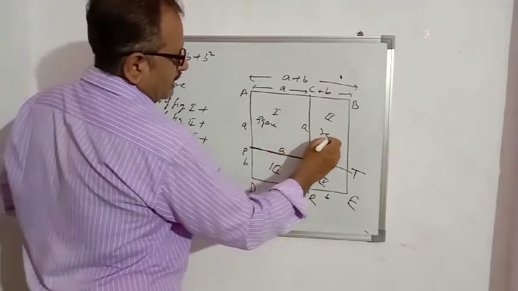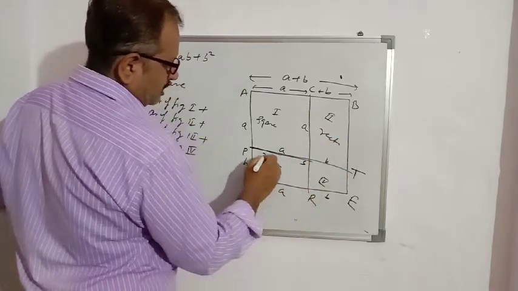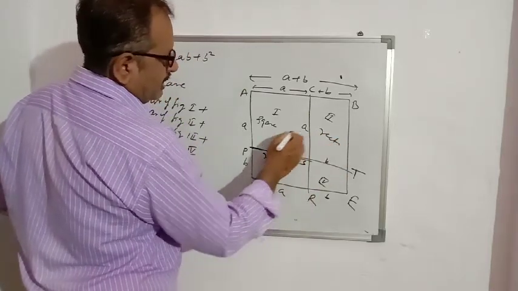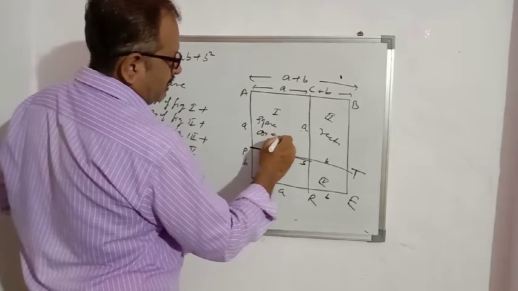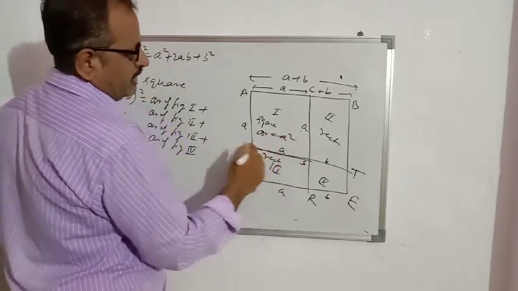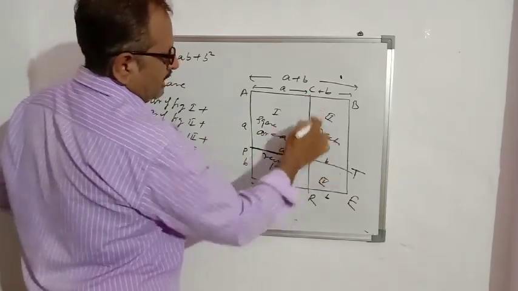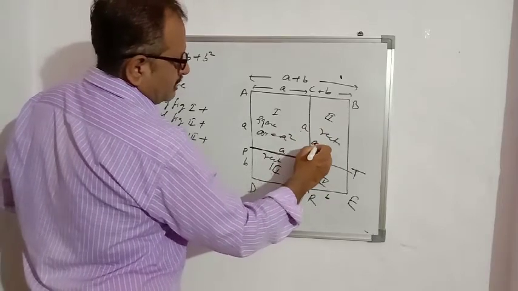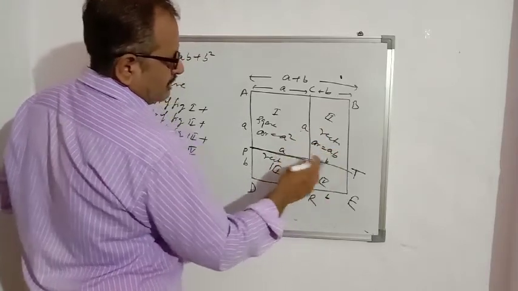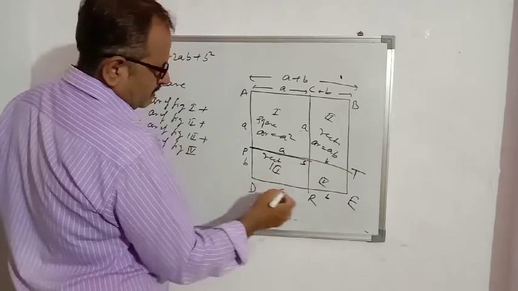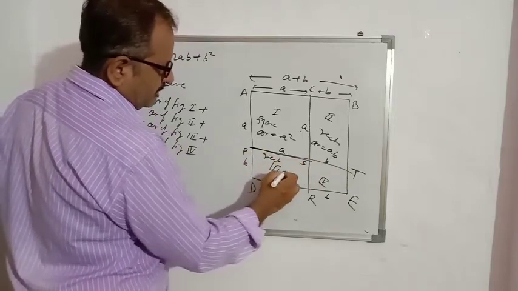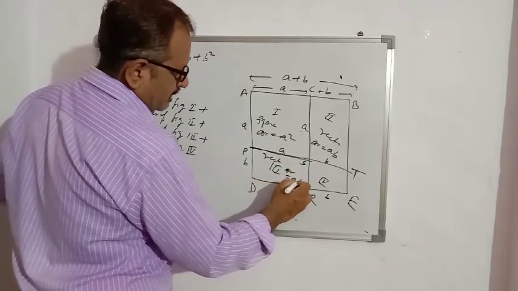This one is a rectangle. This is also a rectangle. What will be the area? The area will be side square, A into A. Here the length is A, the breadth is B, so the area will be A into B, length into breadth. Third one, length is A, breadth is B. So the area will be AB.